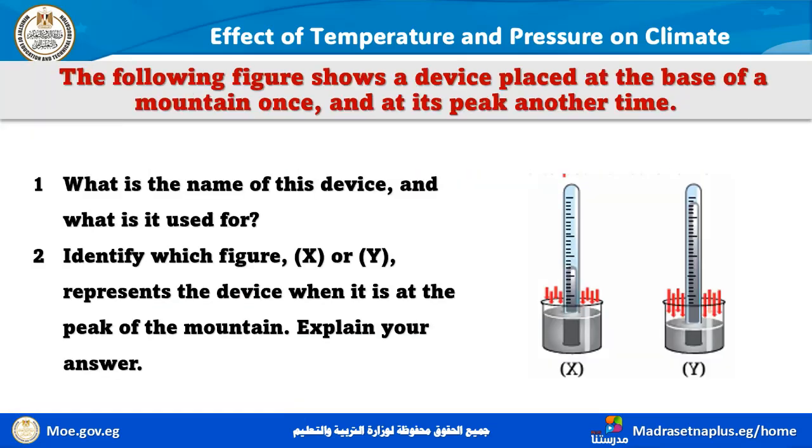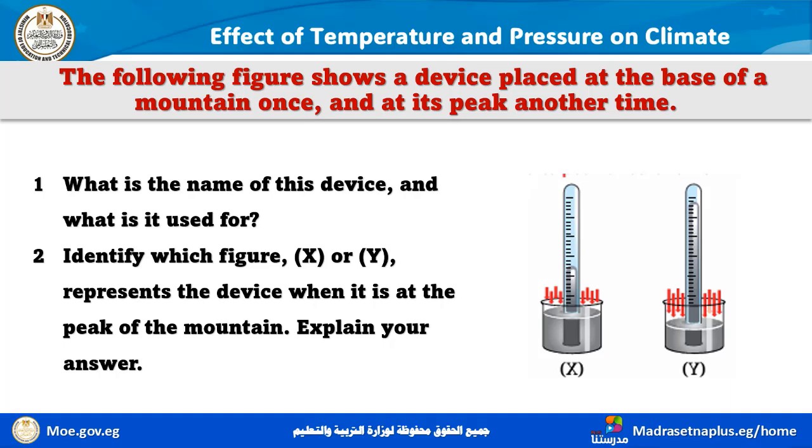Our next question. The following figure shows a device placed at the base of a mountain once and at its peak another time. What is the name of this device and what is it used for? Number 2. Identify which figure, X or Y, represents the device when it's at the peak of the mountain. Explain your answer. Let's try to answer our question.